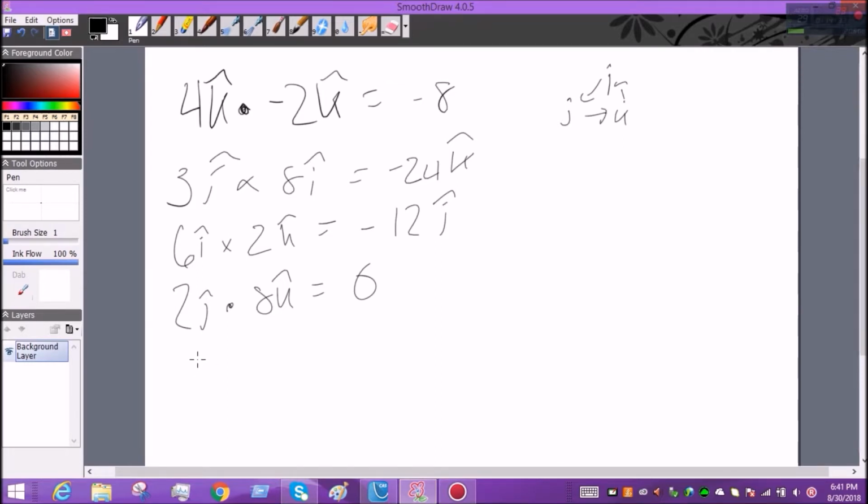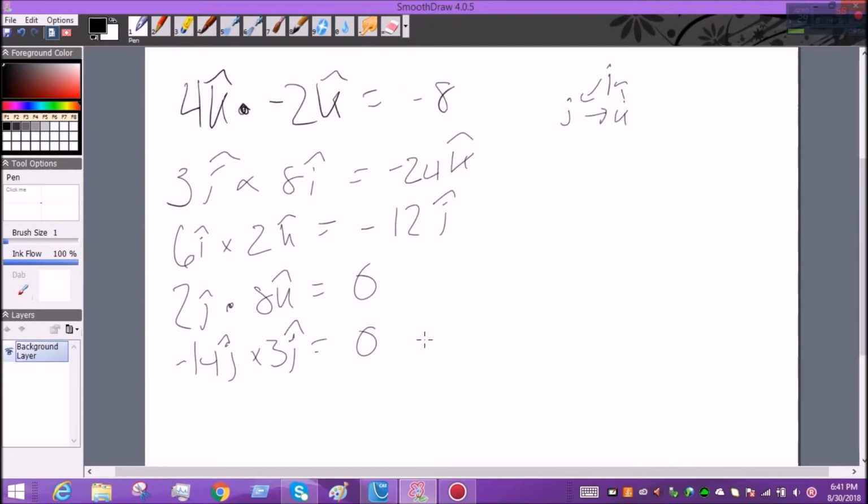The next one would be the cross product of negative 14j times 3j. And this is the opposite of this, so they are in the same exact direction, but cross product only wants perpendicular, so this will be 0. If they're in the same direction, you get 0 because cross product only cares about perpendicular.